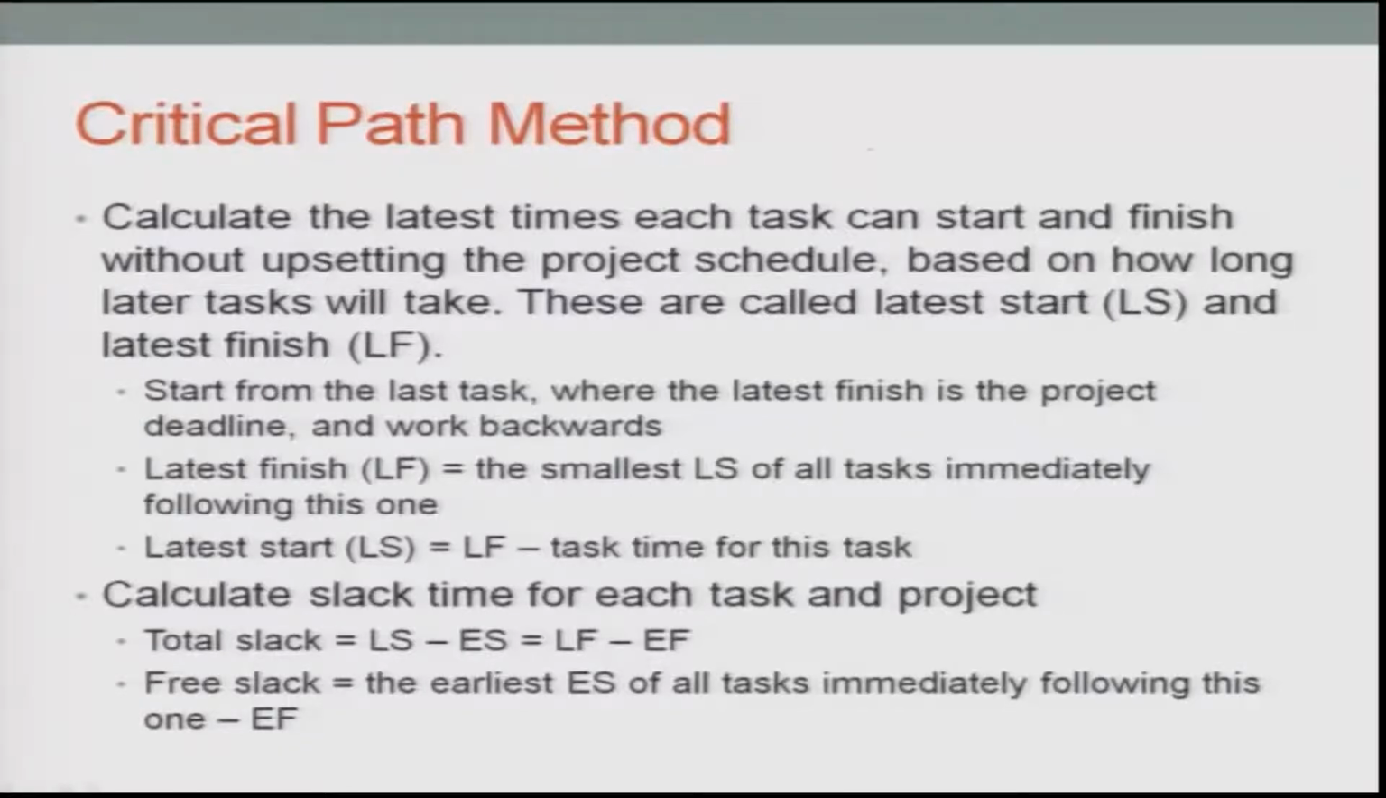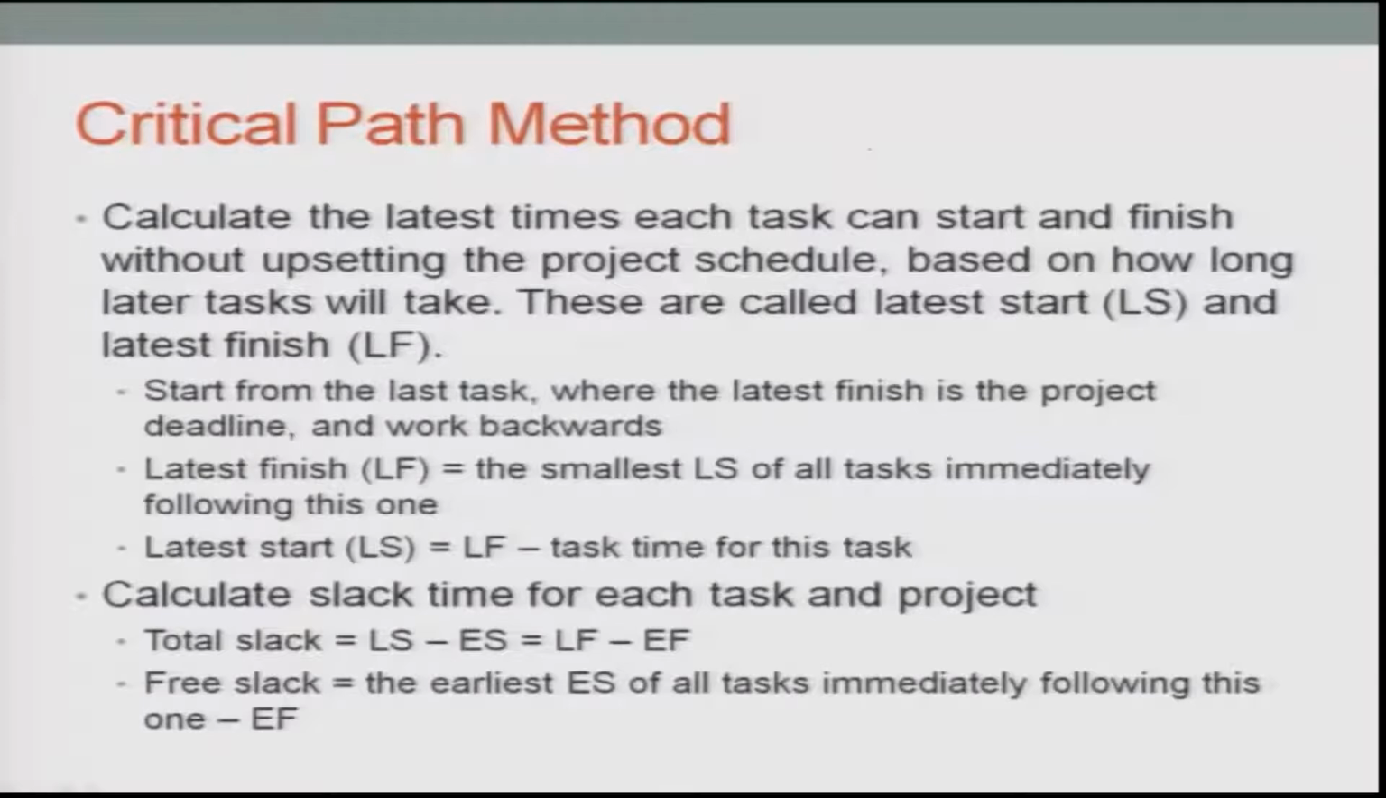The latest finish is basically the smallest LS, the latest start, of all the tasks immediately following the task you are trying to analyze. The latest start would be the latest finish minus the task time, the time taken for that activity or job.